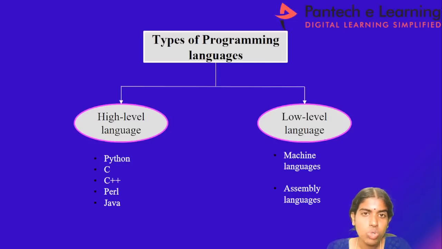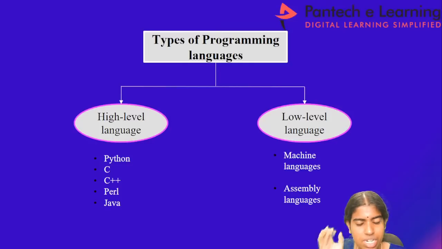So basically we have two different types of programming languages. One is called a high-level programming language and one more is called a low-level programming language. What do you mean by a high-level programming language and what do you mean by a low-level programming language? Python, C, C++, Perl, Java, all of these come under high-level programming languages. And we have machine language and then assembly language. These two come under low-level programming languages.